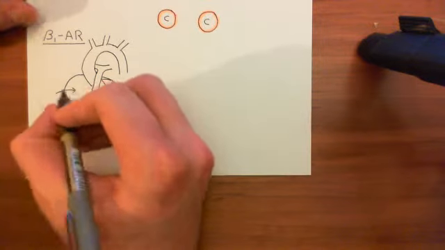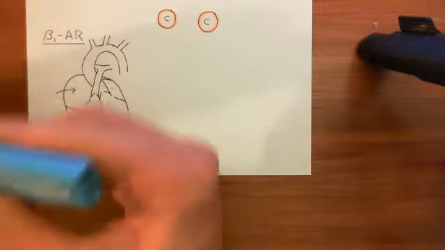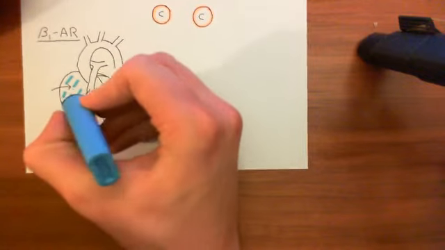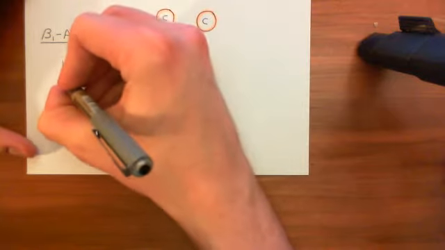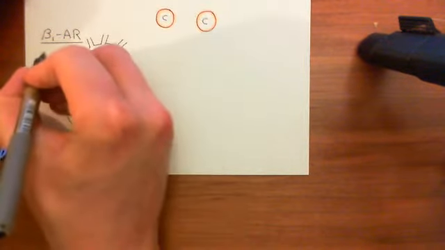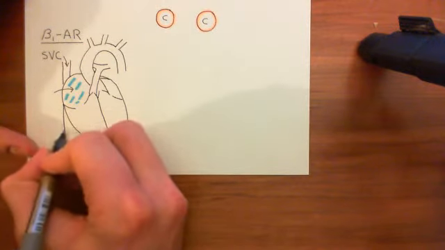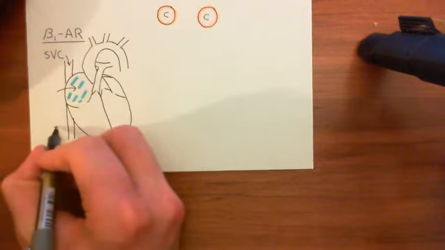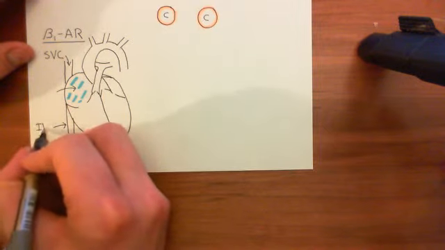So this portion here, which I'm going to colour in blue, is the right atrium. Draining into this, you'll have the superior and inferior vena cava. So here, we'll have the superior vena cava, the SVC. And then from below, we'll have the inferior vena cava draining into it as well. So this is the inferior vena cava, the IVC.